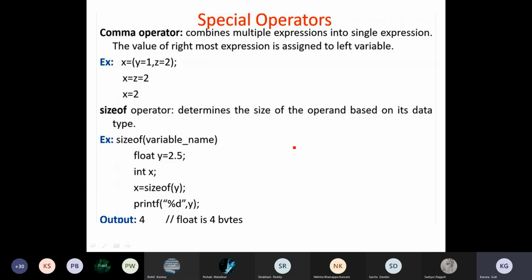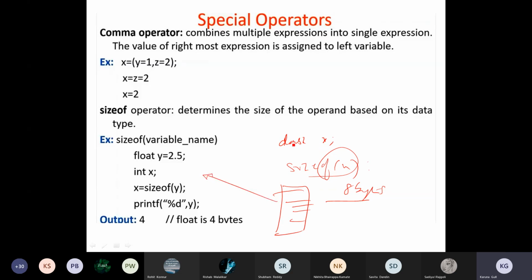Yes, ma'am. Okay, so now if I write double x here and check sizeof x, it is going to tell us 8 bytes. The meaning of this is that 8 memory locations are reserved just to store the x value. If I say it is only float, it is going to take 4 bytes. The meaning of that is 4 memory locations are reserved to store the x value there.